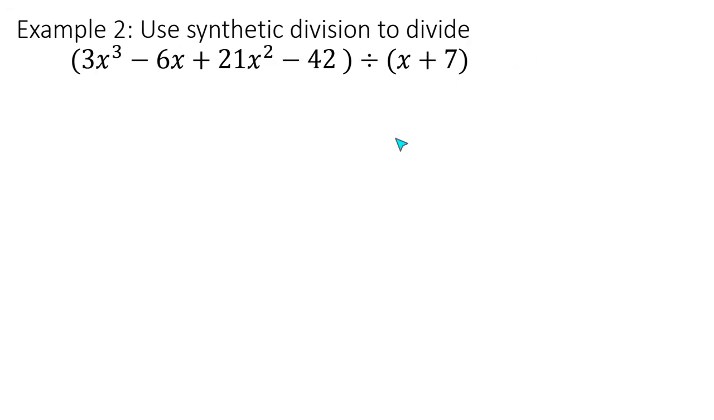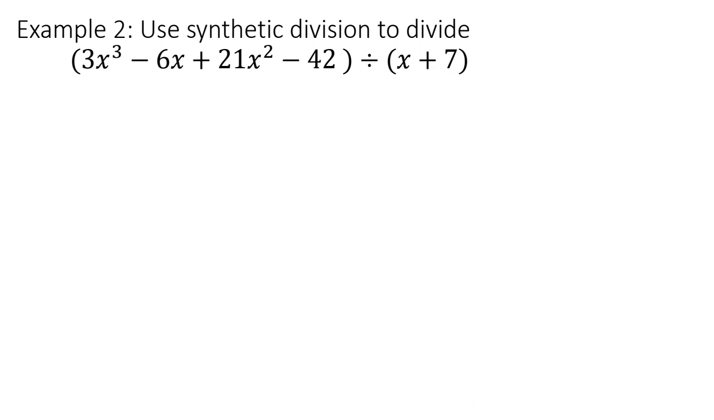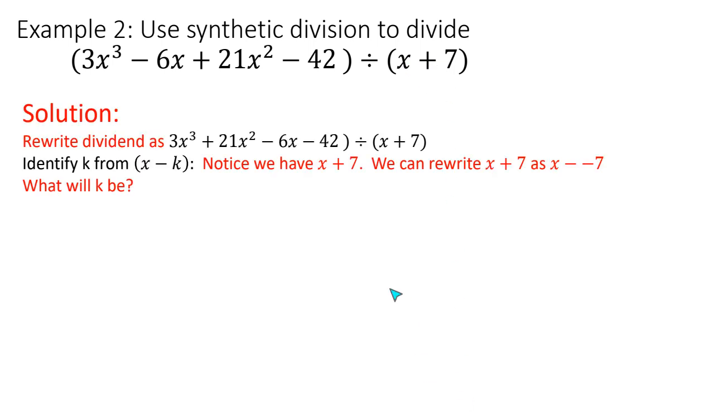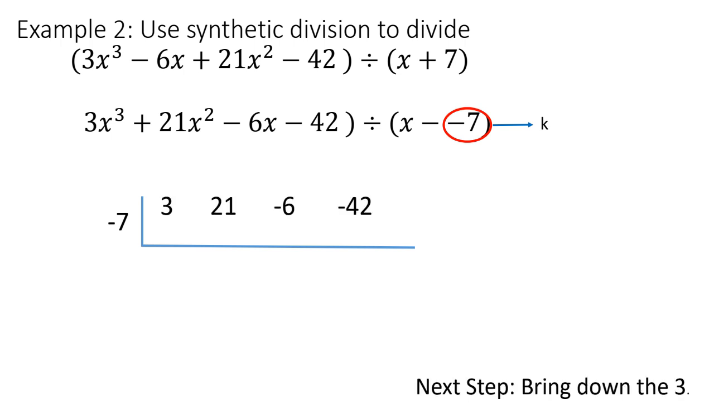So now we have this polynomial divided by x plus 7. Notice that it's a little bit different. The ones we've done, we had x minus a number, but now we're going to have x plus a number. So we still need to identify what k is. And so this x plus 7, I can rewrite it as x minus negative 7. And so our k will be negative 7. Okay. So now our coefficients, we would have 3, 21, negative 6, and negative 42.